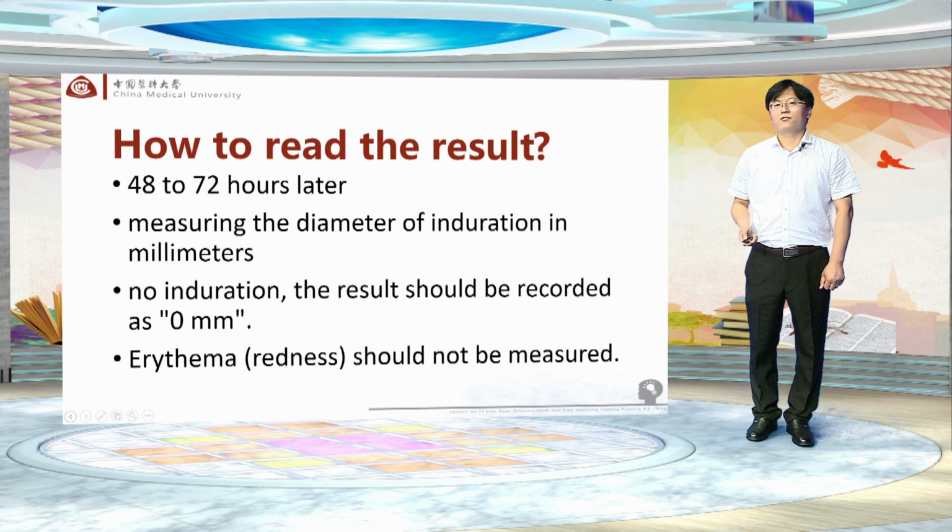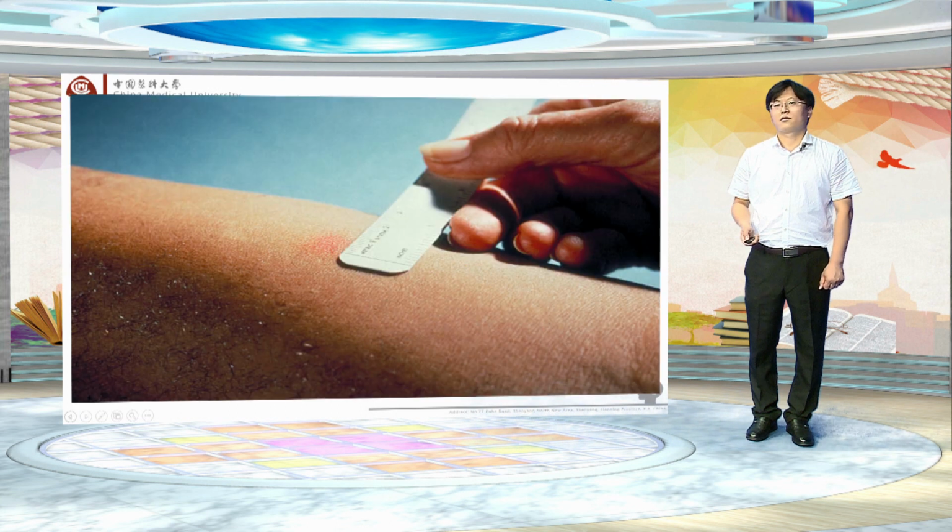How do we read the results? 48 to 72 hours after the procedure, we measure the diameter of induration in millimeters. Please pay attention that if the patient has no induration, then the result should be recorded as 0 millimeters. Erythema or redness is non-specific and should not be measured.